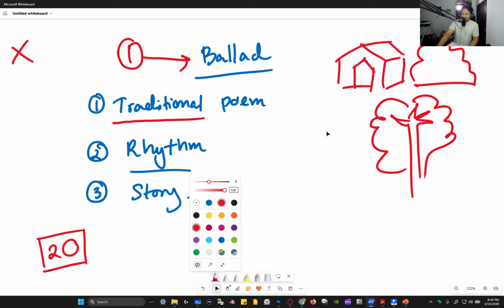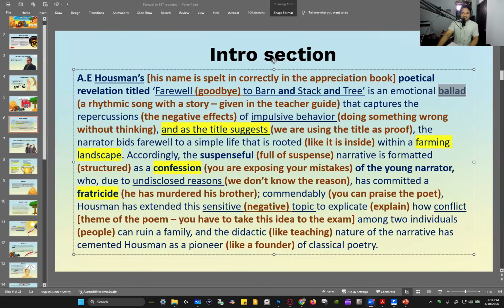Right, so going to move forward. So this is a ballad, okay? This is the only ballad in our syllabus. Why is it a ballad? Because it is a traditional poem with a traditional background. It has a rhythm. Farewell to barn and stack and tree. Farewell to sever and show. Look your last at me, for I come home no more.